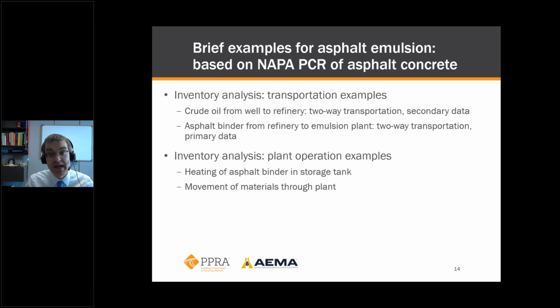Now let's do another example of an inventory analysis, and let's look at a plant operation. So this is in an asphalt emulsion manufacturing association. One of the things we're going to have to look at is we need to heat that asphalt binder in the storage tank. We need to heat it up to 250, 275, 300, 325 degrees Fahrenheit. Whatever that temperature is, we need to make sure it's at the right viscosity so it pumps through the plant correctly and enters the mill at the right temperature.